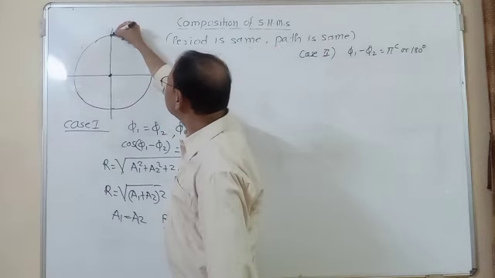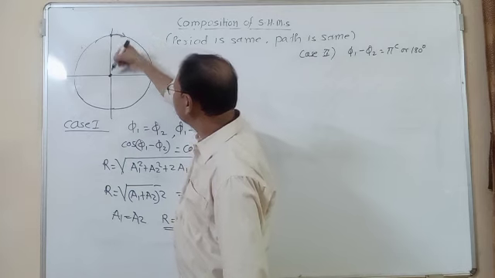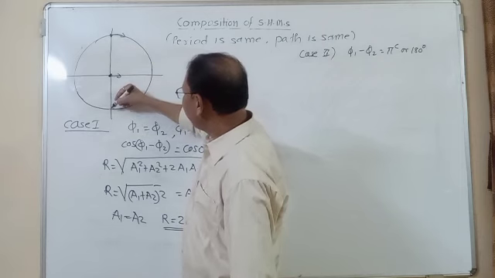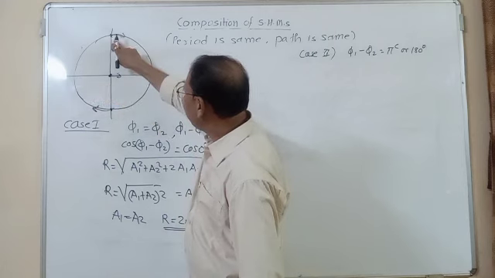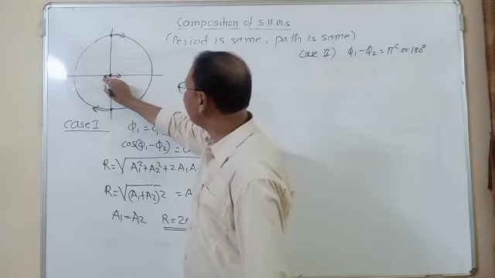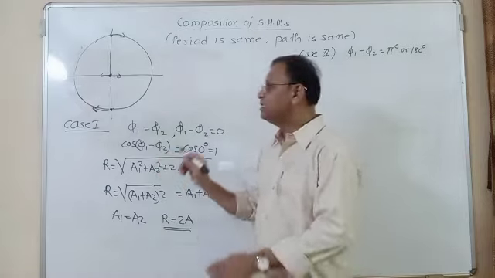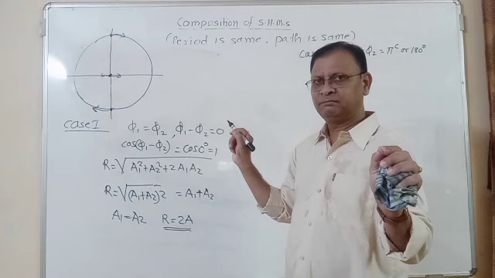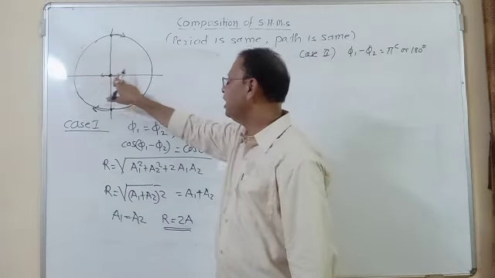Suppose one particle is performing simple harmonic motion in this direction. Due to first S.H.M., its projection will be here and moving in this direction. Another particle performing a simple harmonic circular motion in this direction. The angle between these two is 180 degree. In this case, projection is moving away from the mean position. So the particle starts the simple harmonic motion in opposite direction, if these are moving in opposite direction to each other.